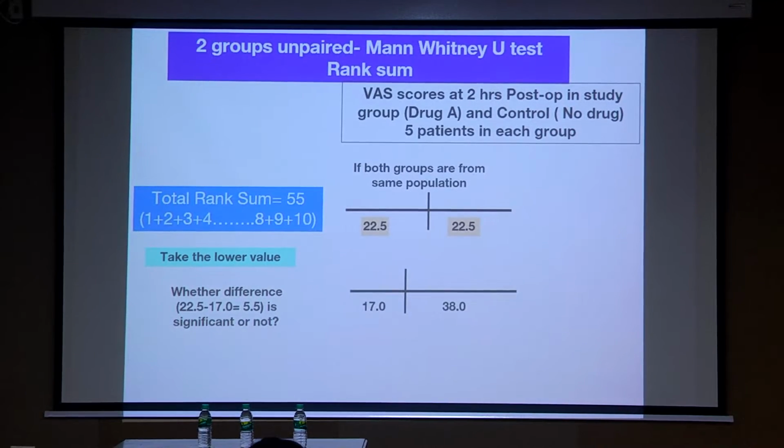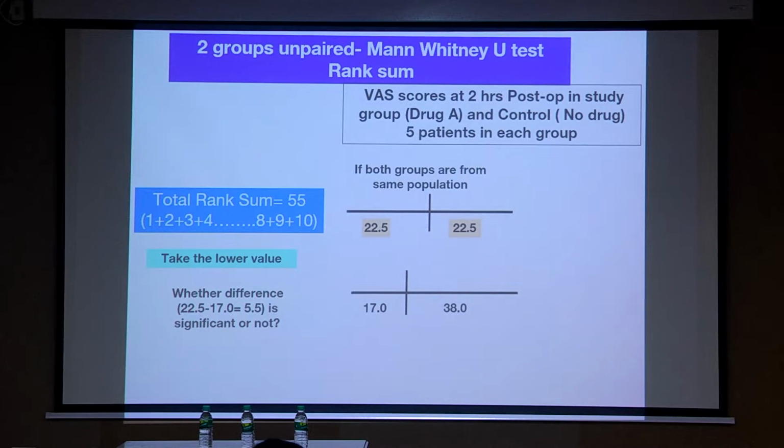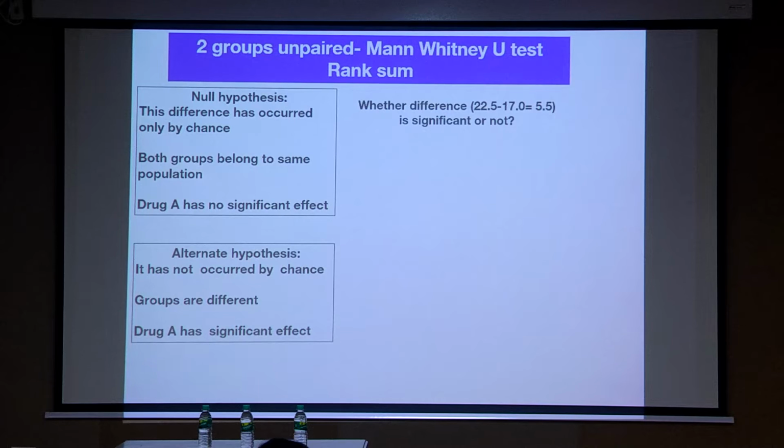So whether this difference is significant or not, we have to analyze. How are we going to do it? What is the null hypothesis? The null hypothesis means the drug is not working, so there is no significant difference between the control group and the drug group. The alternate hypothesis means paracetamol has reduced the pain. Whether we accept or reject the null hypothesis is what we want to know. Is this difference significant or not?